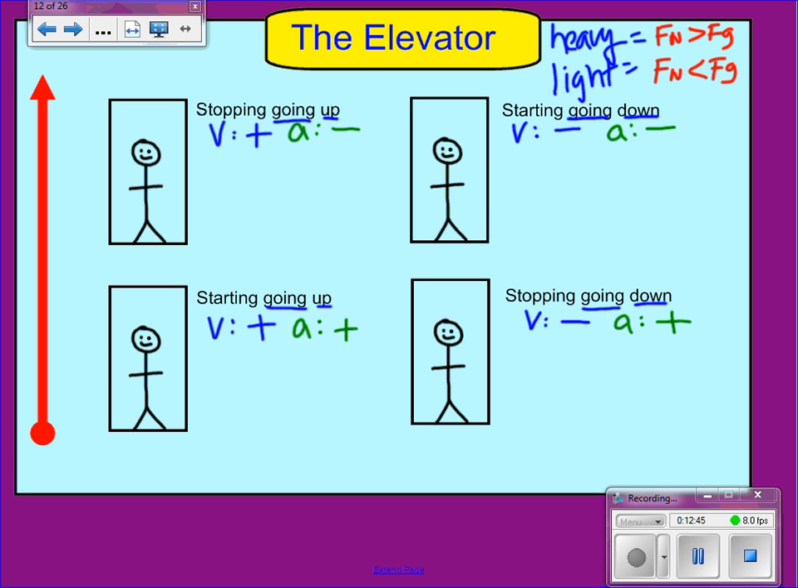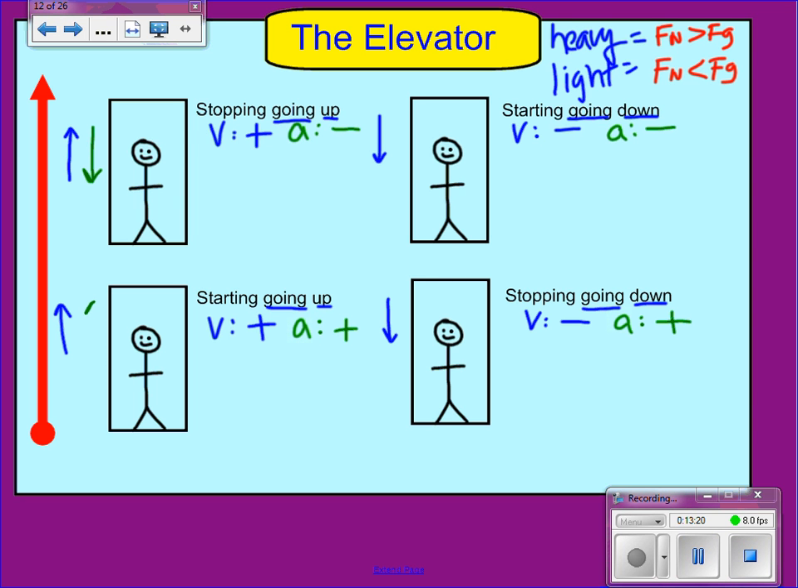Now what I'm going to do is, to the left of every single elevator picture, draw in my velocity vectors and my acceleration vectors. So let's do velocity first. For the first one, velocity is facing up. Second one, velocity is still facing up. Third one, velocity is facing down. And fourth one, velocity is facing down. Remember, positive is up, negative is down. Now I'm going to draw my acceleration vectors. For the first one, acceleration is negative, so that's down.